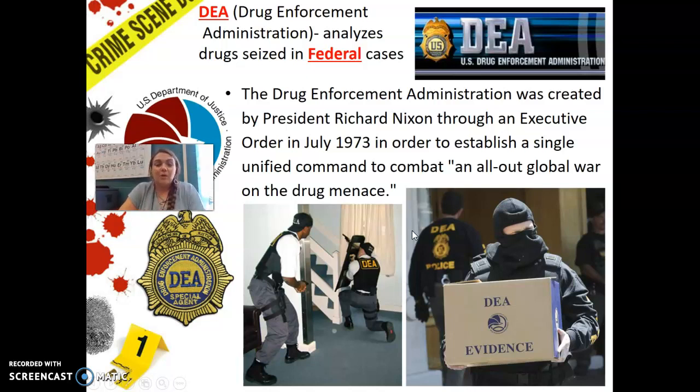Most of the DEA would handle big cases. So this isn't like small drug offenses that would be handled by cops in the city, but any drug traffic ring, okay, is what they would be going in after.